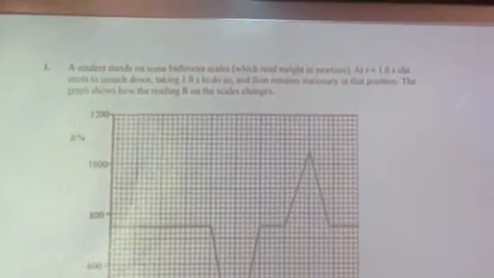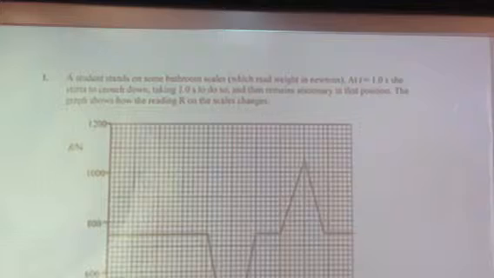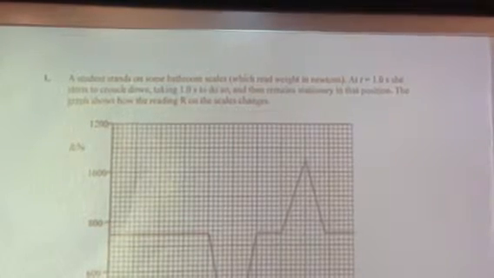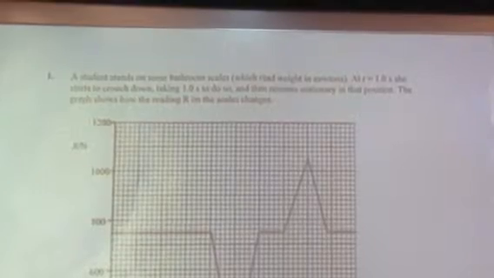The question is, a student stands on some bathroom scales which read in newtons. At time t equals 1 second, she starts to crouch down, taking 1 second to do so, and then she remains stationary in that position. The graph shows how the reading on the scale changes.